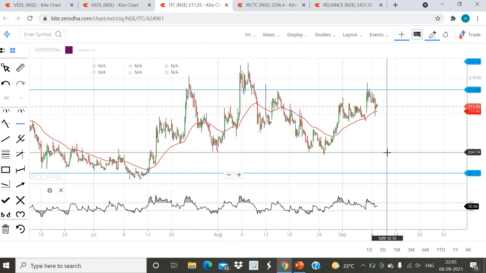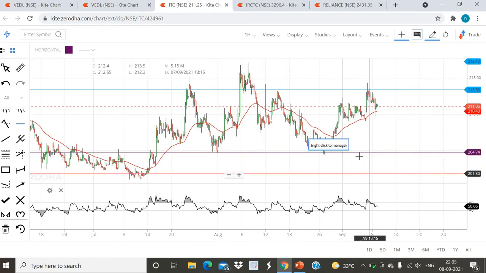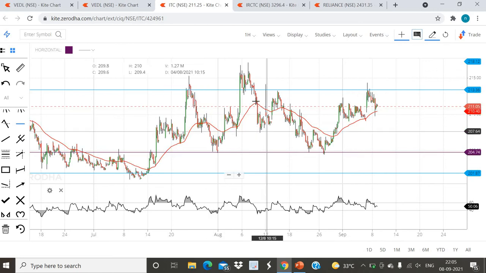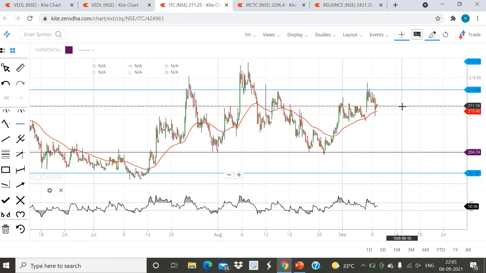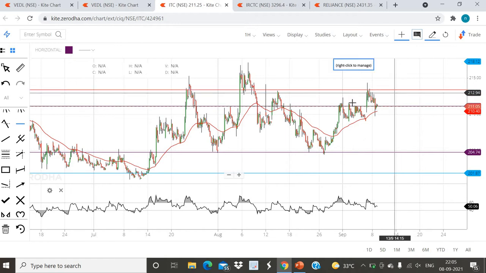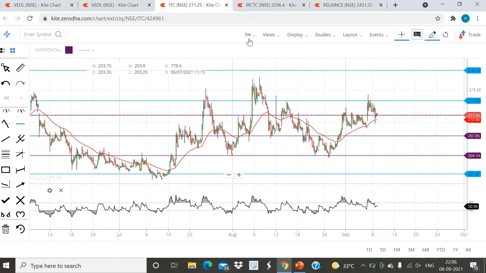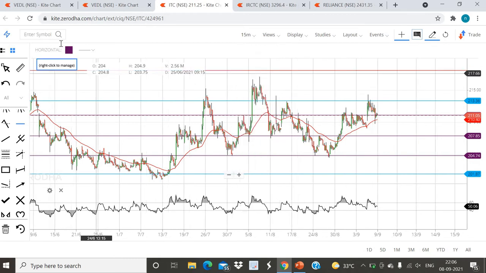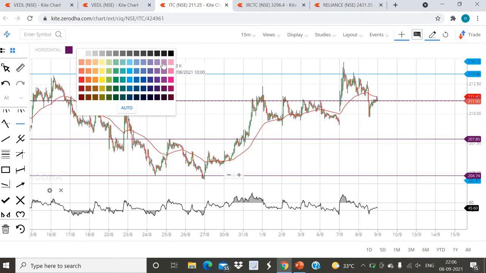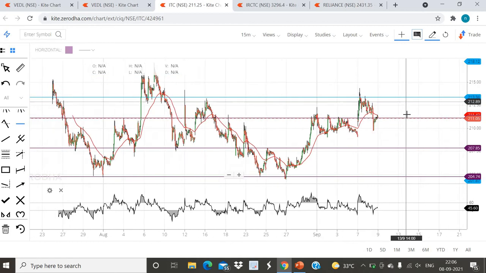I could see a support over this point. This point the stock took support many times, and this is also a good level. Now let us change the time to 15 minutes, and we will mark the levels in lighter color.